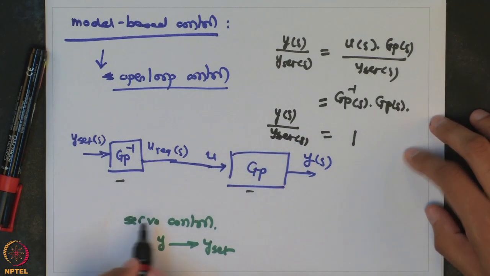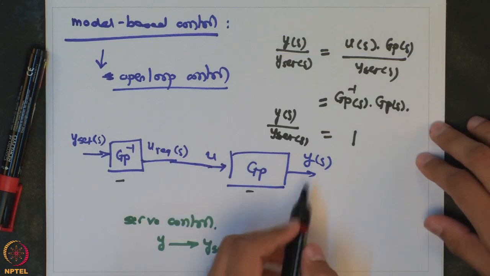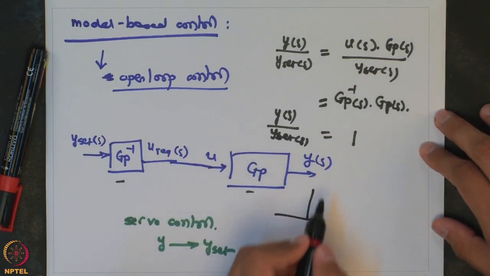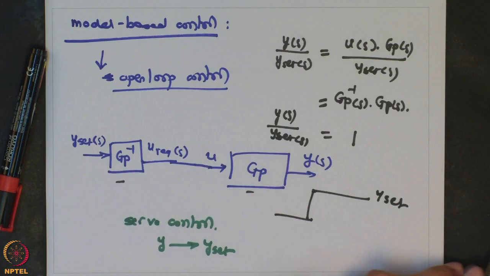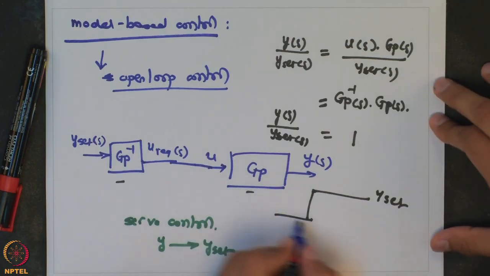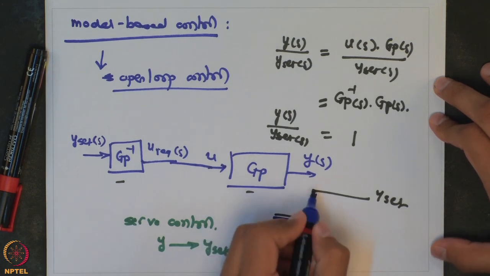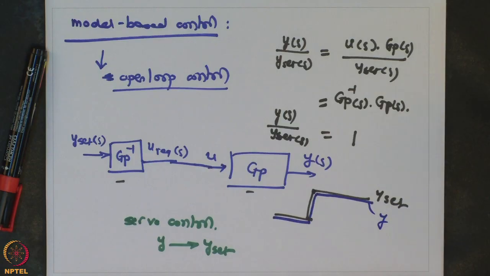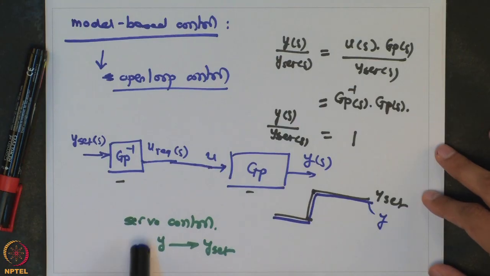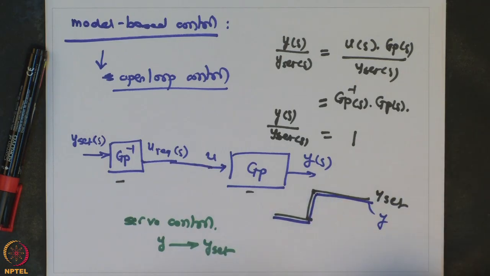So, you can see that if the transfer function between y and y set is 1, what it means is if I give a step change in y set, then my y is going to exactly follow y set. Even though I am drawing it slightly differently, what I mean is they exactly follow each other. So, this is y. So, you have achieved your servo control, that you have moved your y from current value to new y set, and you can see that this is an instantaneous control.